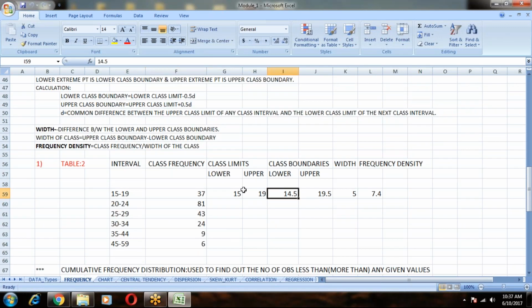We will get 14.5 as the lower part for the range 15 to 19, and the upper part would be 19.5. The next range would be 19.5 and 24.5. Then for the range 25 to 29, the lower part would be 24.5 and the upper part would be 29.5. So we call this minimum value of the continuous data the lower class boundary and the upper value the upper class boundary. Have you got my point?